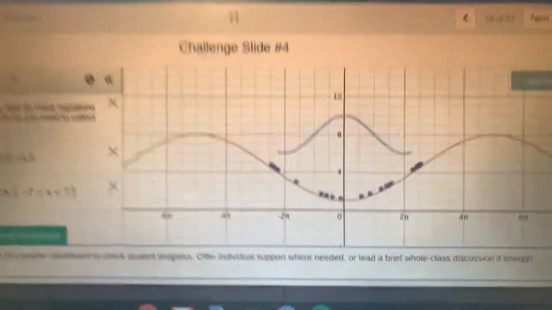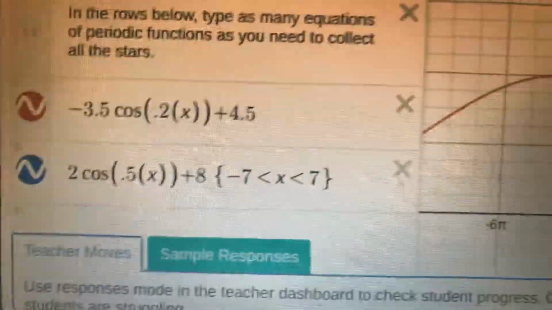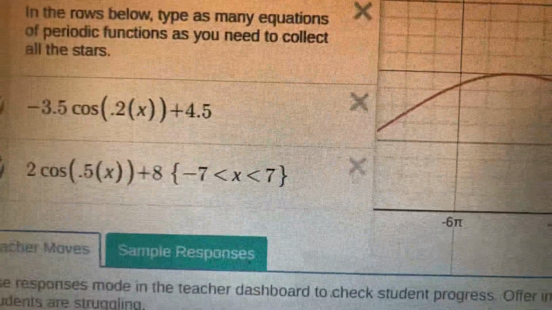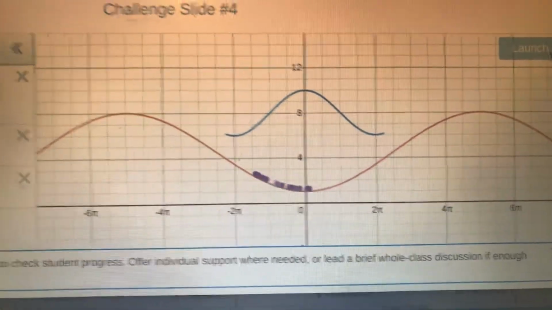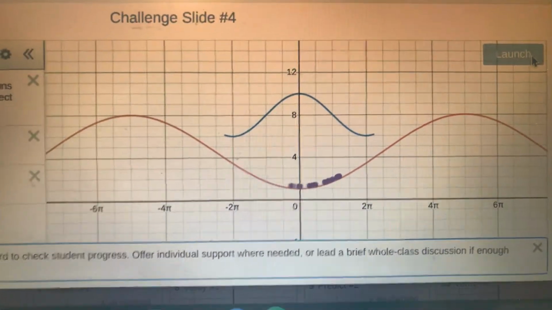Right, so you kind of have to get clever with these, especially I think the main thing was the domain restrictions there. Now, if you can understand the domain restrictions, that makes it a lot easier to create functions that'll get you all the stars.